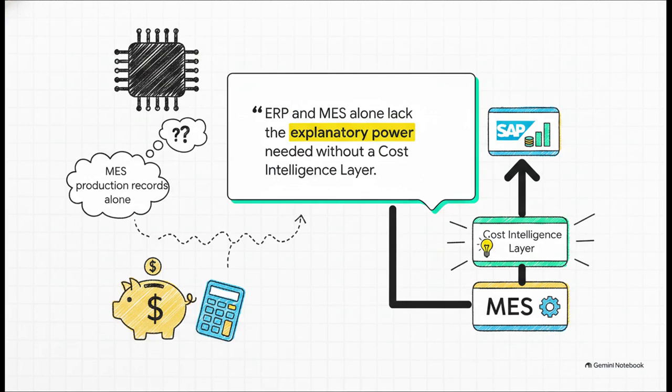As we wrap up this explainer today, I want to leave you with a direct quote from the source material that really hits the nail on the head. In semiconductor manufacturing, neither ERP, accounting costs alone, nor MES, production records alone, can provide the explanatory power needed for management decisions without a dedicated cost intelligence layer. That right there is exactly why integrating these 3 tiers, MES for your facts, Impact for your intelligence, and SAP for your accounting, is an absolute non-negotiable necessity for modern fabs.